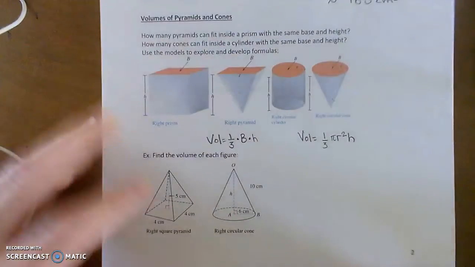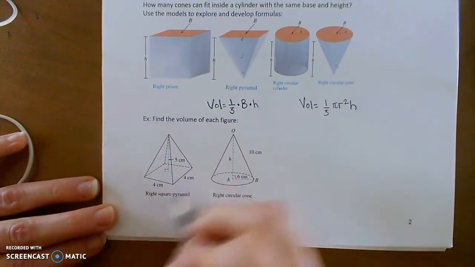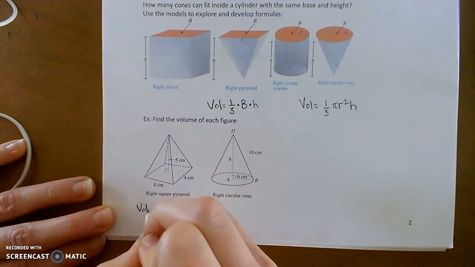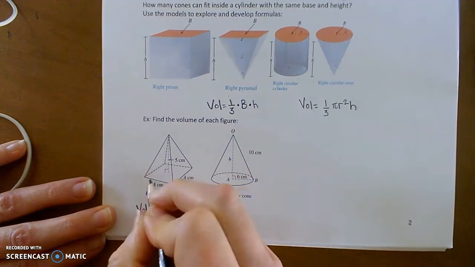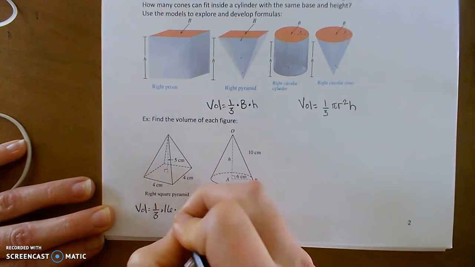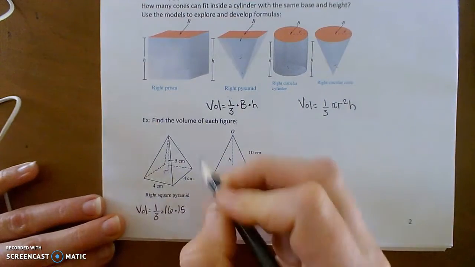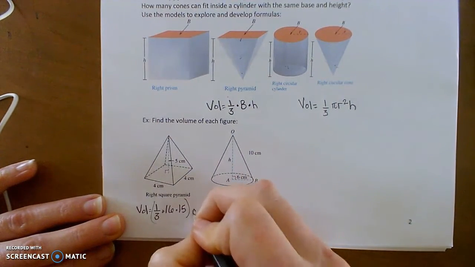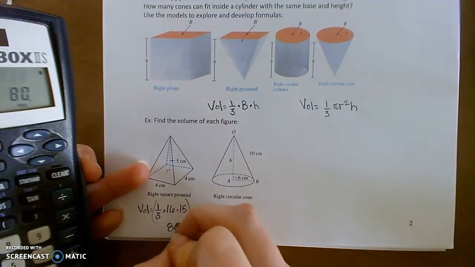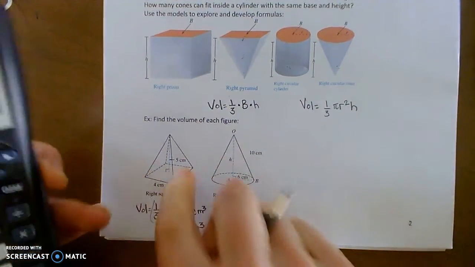All right, so let's see how that works in this example. Consider this pyramid. The volume here will be 1/3 the area of the base, which is 4 times 4, or 16 square centimeters, times the height, which is 5 centimeters. So all of this would be in terms of cubic centimeters. So we would do 1/3 times 16 times 15, which gives us 80 cubic centimeters as the volume of this pyramid.